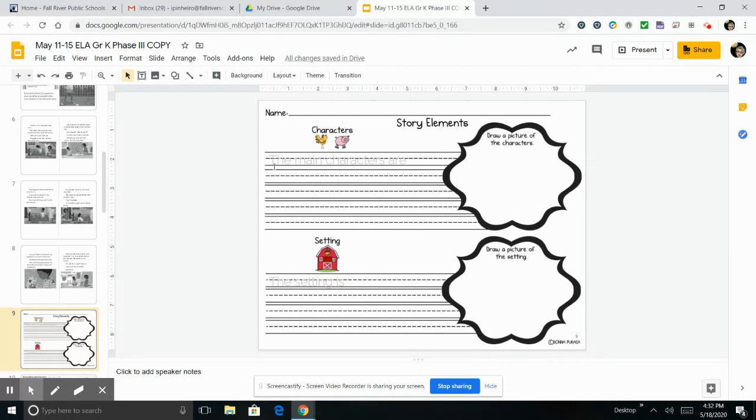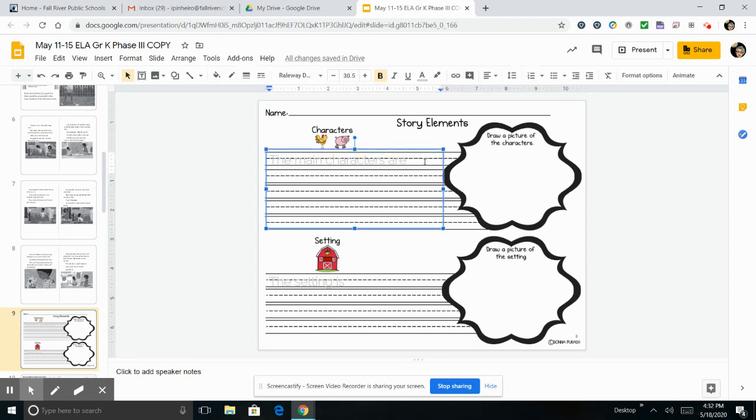So here it says the main characters are, and then draw a picture of the characters. So if you click on here, you can see the blinking light, the blinking line. So the main characters are Zoe and Sybil.